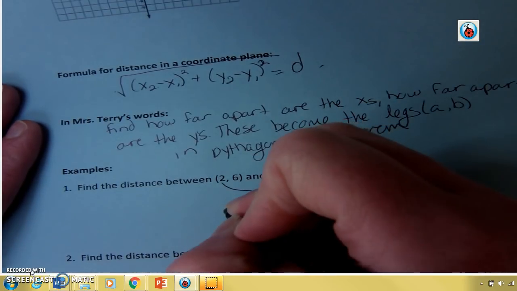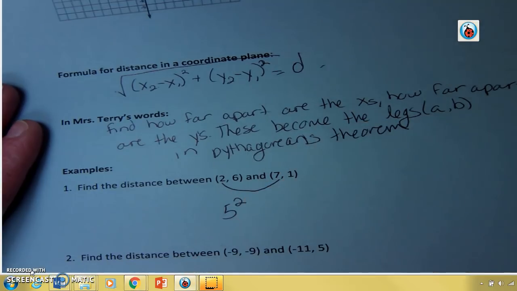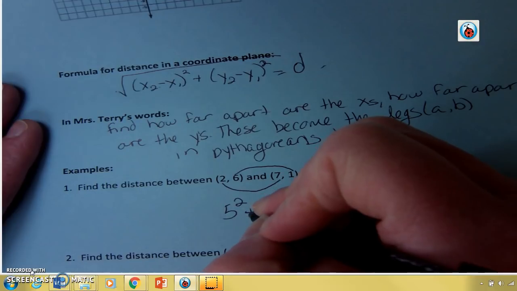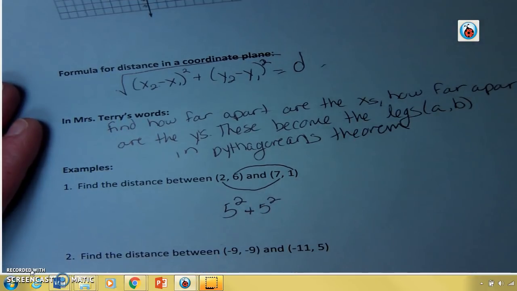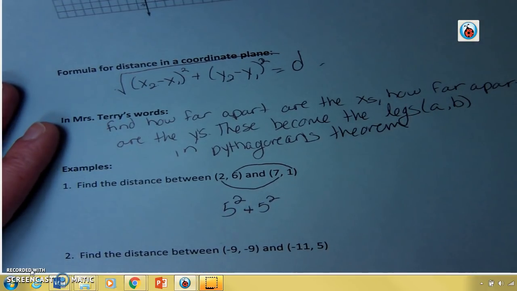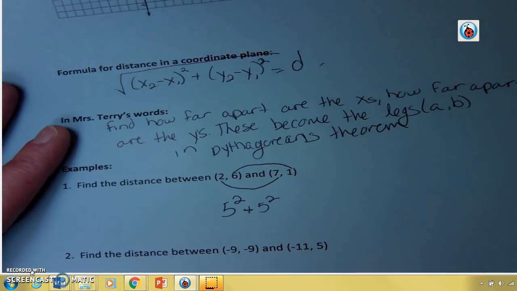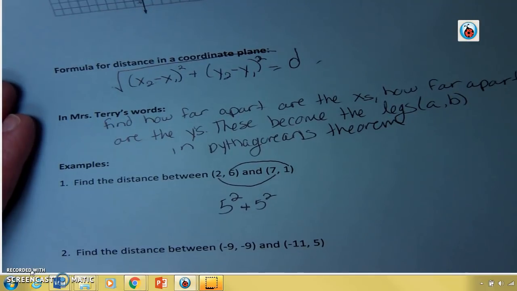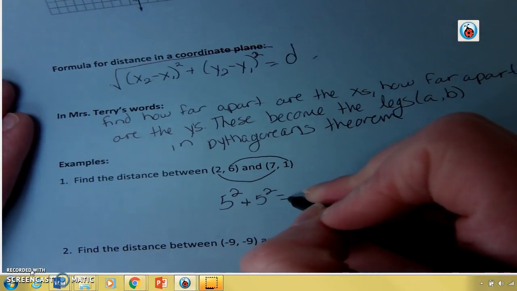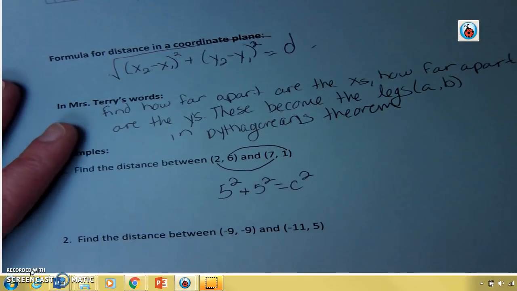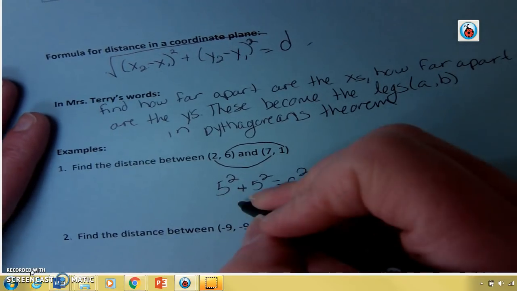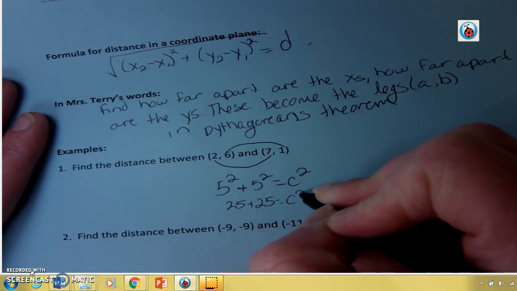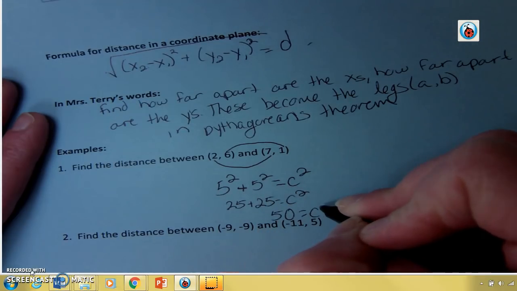I'm going to use my idea here of how far apart are the x's. Well, 2 and 7 are 5 apart, so that's 5 squared. That's going to be my a. How far apart are 6 and 1? It's also 5 squared. One thing, it doesn't matter if it would be negative 5 or positive 5 because every number squared comes out positive. Plus we're talking distance, which, if you remember from chapter 1, we always write as a positive number. So I have my 2 legs. That is 25 plus 25 equals c squared, which is 50 equals c squared.